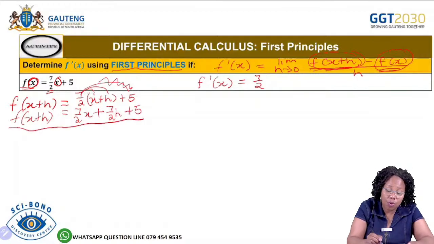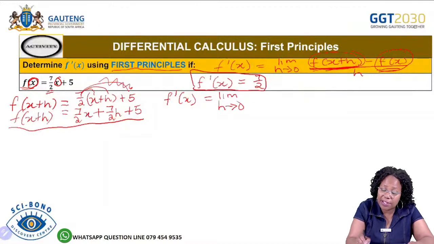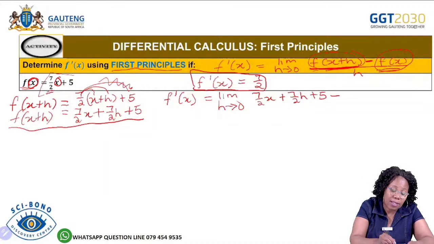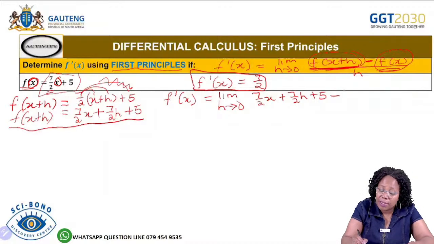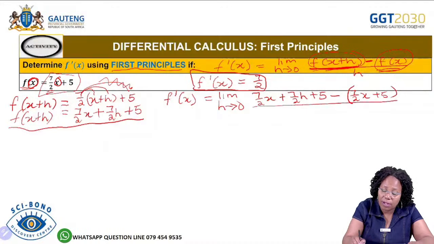And then now we can go to our first principle formula. It's f derivative of x is the limit of h approaching 0. And then let's substitute now. It's saying f at x plus h. Okay, we have 7 over 2x plus 7 over 2h plus 5. And then there will be a minus, and then minus our f at x. The f at x is a binomial, 2 terms. Therefore, we need a bracket there. That will be 7 over 2x and the plus 5, all over h.